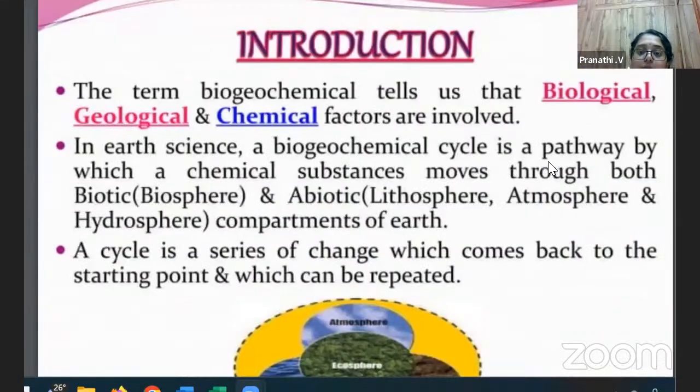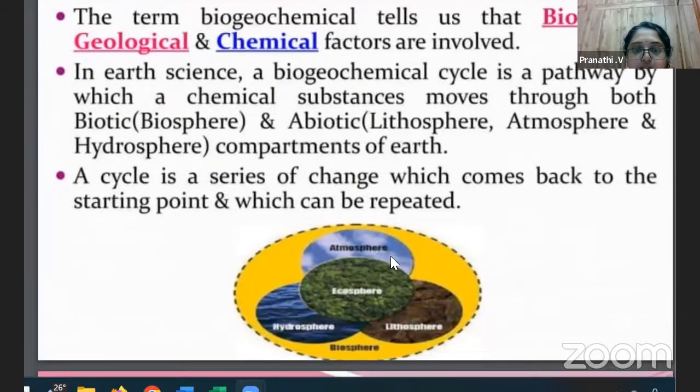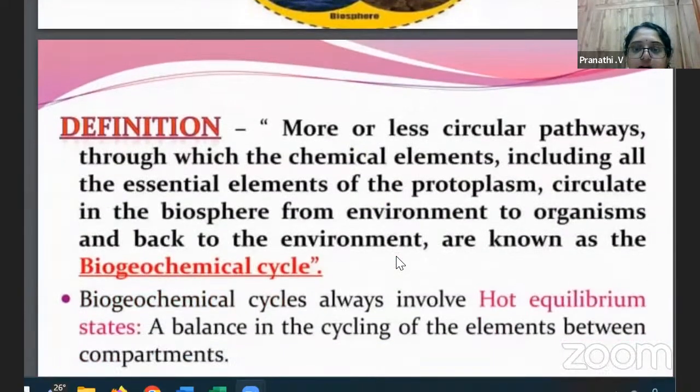So when you come to biogeochemical cycles, it tells about the biological, the bio in it, and the geological, the different kinds of elements that are present, and the chemical factors that are involved. So it's a pathway connecting both the biotic and the abiotic components of the earth. And this is a cycle that is going to occur repeatedly. So that is the definition.